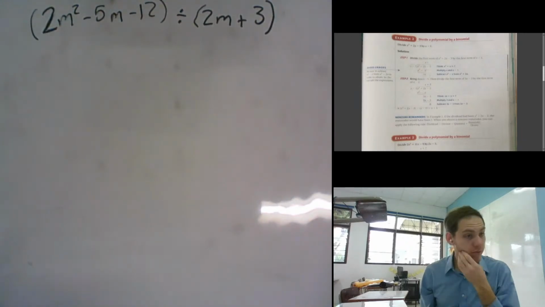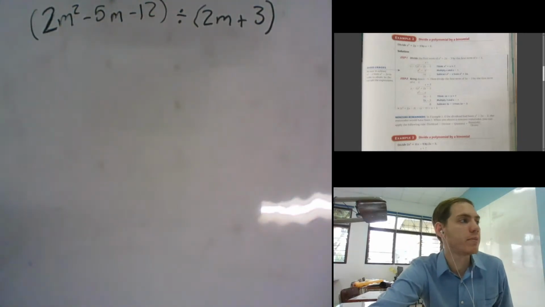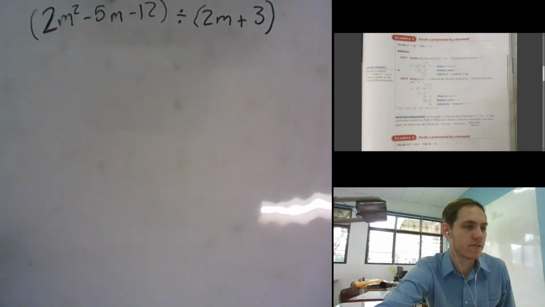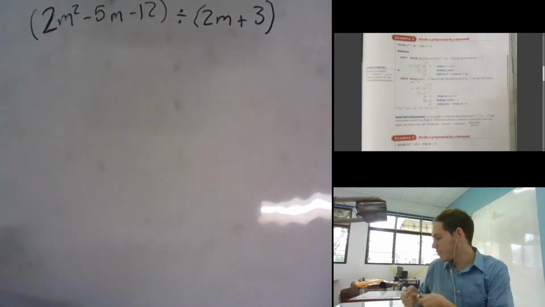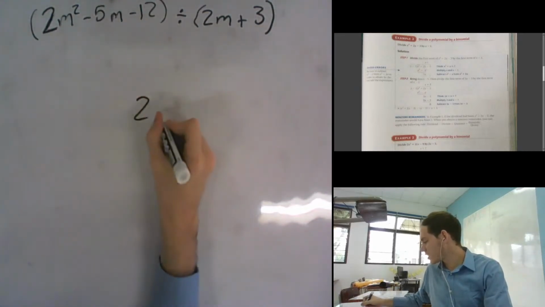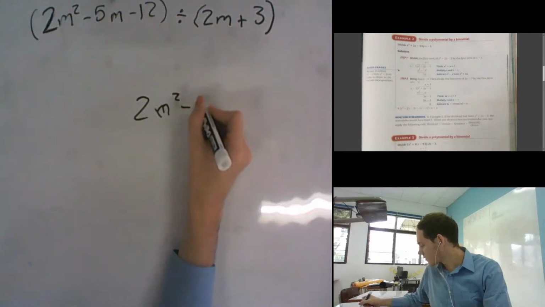Okay. What did people get? What are people getting? Okay. We write it as long division. I'm not going to solve it yet. I'm just writing it as long division.